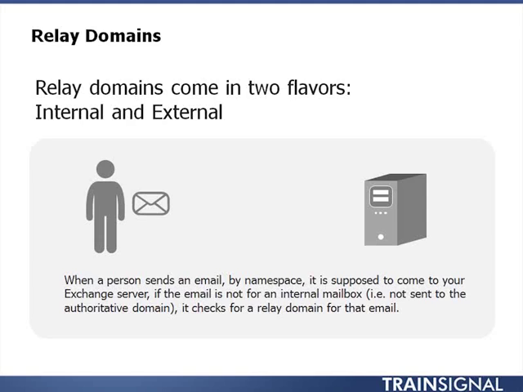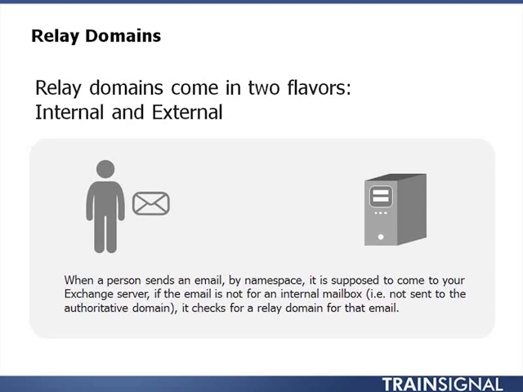As we mentioned already, relay domains come in two flavors, internal and external. When a person sends an email that is by namespace supposed to come to your Exchange server, which means based upon the namespace, the DNS servers out on the internet say, yep, here's the direction where that email should go, and it points it to your Exchange server.